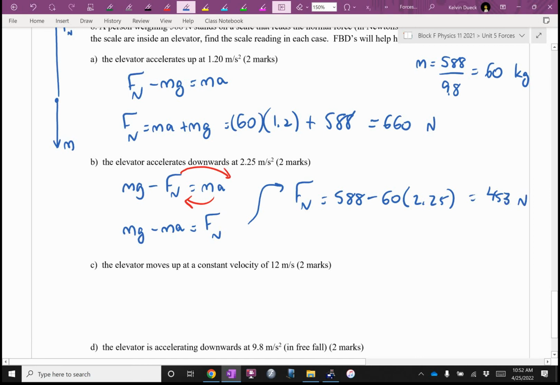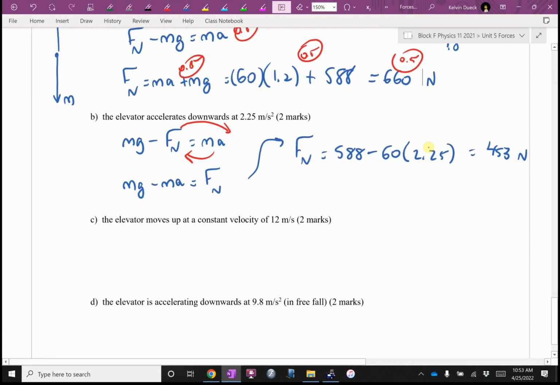Okay. By the way, if you didn't get these right, I would probably go half mark for that, half mark for getting the normal force by itself, half mark for the numbers, half mark for the answer. If you use the 588 as your mass, I would give you 1 out of 2 on each of these.